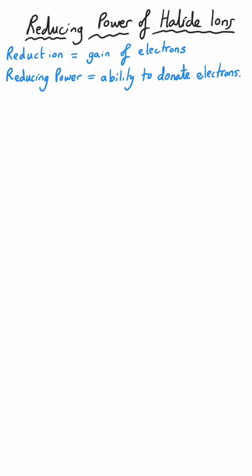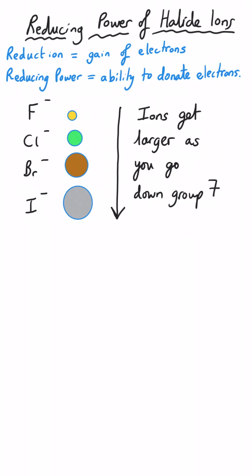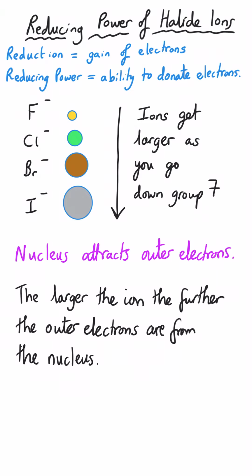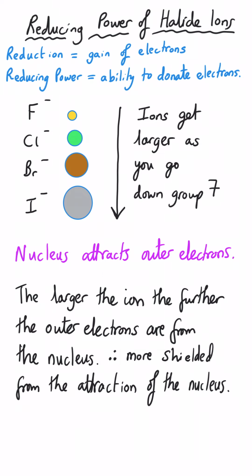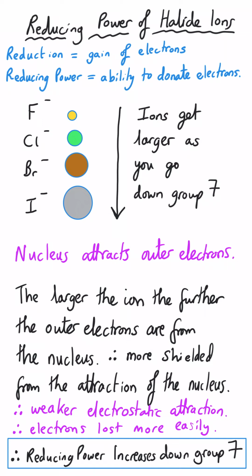And so since the halide ions get larger as we work our way down group 7, the outer electrons of the ion are going to end up being further from the nucleus, and they're going to be shielded from the nucleus's attraction, so they're going to be experiencing a weaker electrostatic attraction from that nucleus for those electrons in the outermost energy level. And so as a result of that, the electrons are going to be lost more easily, and so therefore you would expect the halide ions to get better reducing agents as we work our way down group 7. Their reducing power will increase.